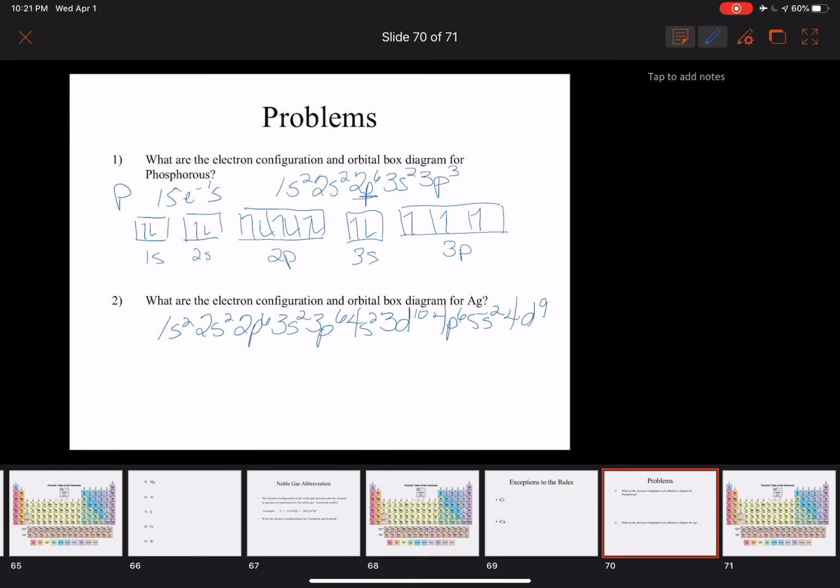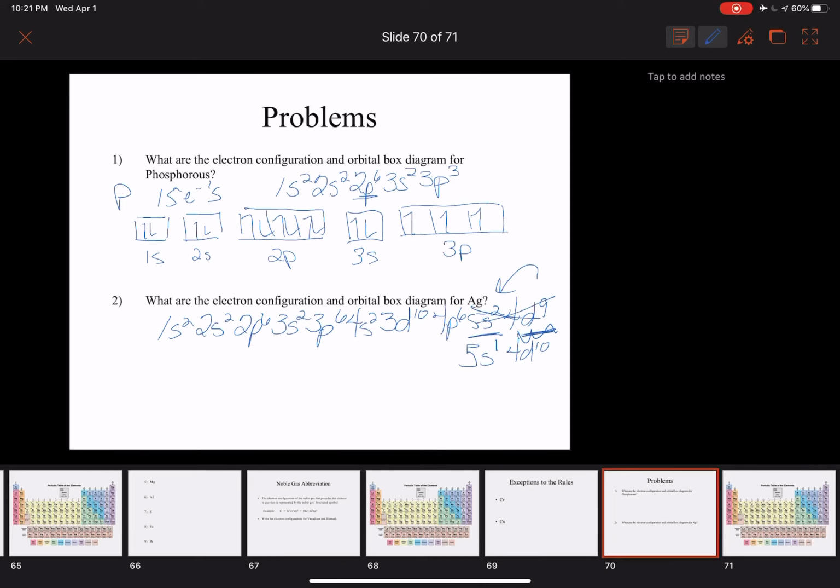Okay, so we have a situation where we have an s2 and a d9. What's going to happen here is that the 4d's are going to say, oh, we are almost full, and if we can get to d10, it'll cause the entire atom to become more stable. So, hey, 5s, can we have one of your electrons? And 5s is like, all right, if it's good for everybody, you can have it. And so it goes to 5s1, and then we have 4d10. So we would cross that out right there.